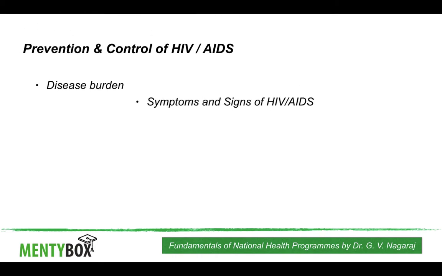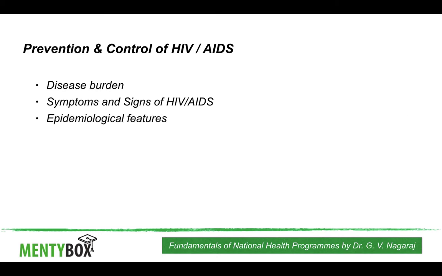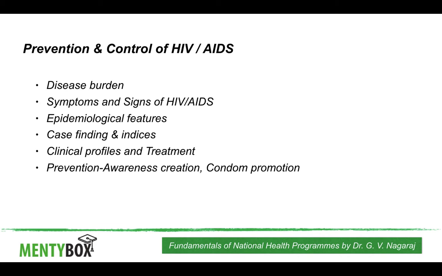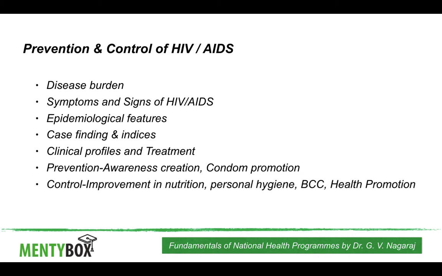In terms of prevention and control of HIV/AIDS, we will be knowing what the disease burden is, what are its symptoms and signs, what are the epidemiological features, how to do case finding and indices, what are its clinical profiles and treatment, what are the preventive measures, awareness creation and condom promotion, what are the control measures, improvement in nutrition, personal hygiene, BCC, health promotion. What are the national goals and targets spelled out by MDGs, national health programs and sustainable development goals.